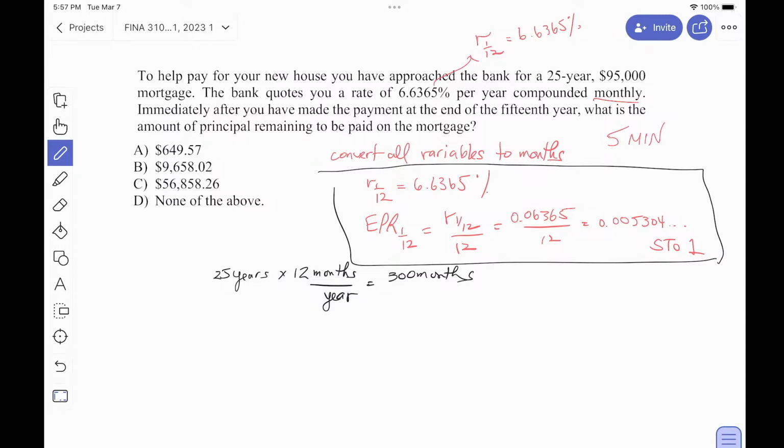Okay, so this is an annuity. A mortgage is a loan. It's an annuity. So the value of the mortgage, you're told, was $95,000 were borrowed. Okay, so that's the present value amount. That's what you borrow. And then that's equivalent to paying back, making a payment every month for 300 months.